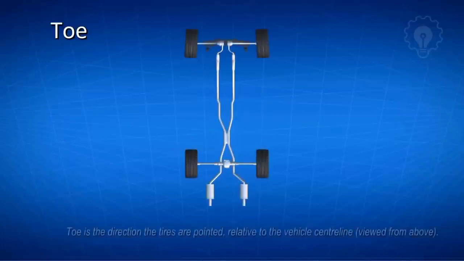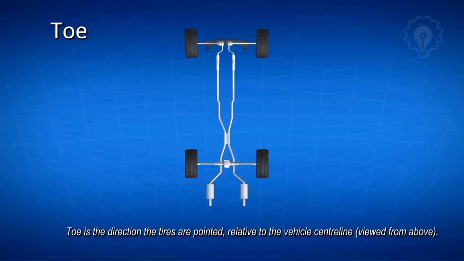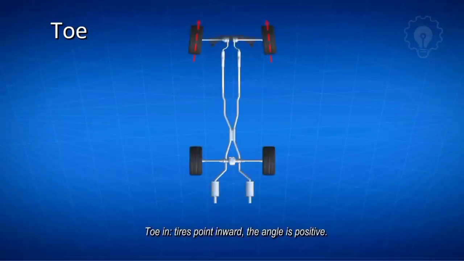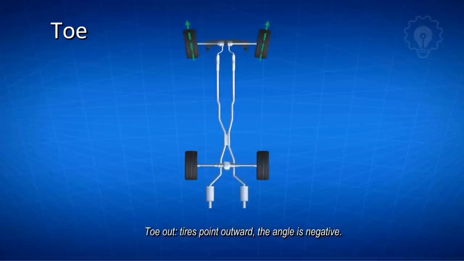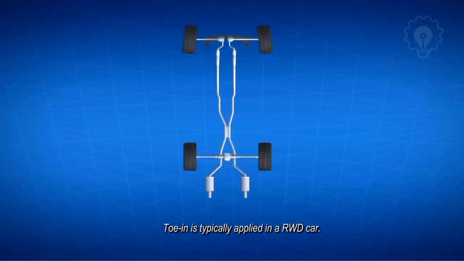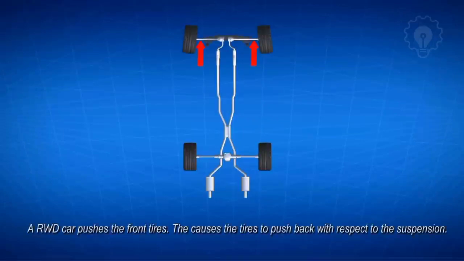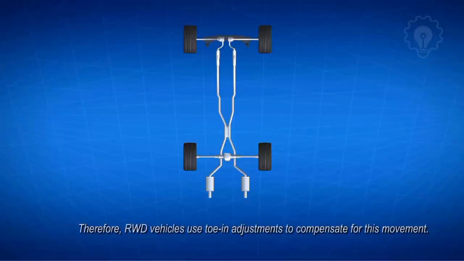What is toe? Toe is the direction the tires are pointed, relative to the vehicle centerline, viewed from above. Toe in, tires point inward, the angle is positive. Toe out, tires point outward, the angle is negative. Toe in is typically applied in a rear-wheel drive car. A rear-wheel drive car pushes the front tires. This causes the tires to push back with respect to the suspension. Therefore, rear-wheel drive vehicles use toe-in adjustments to compensate for this movement.